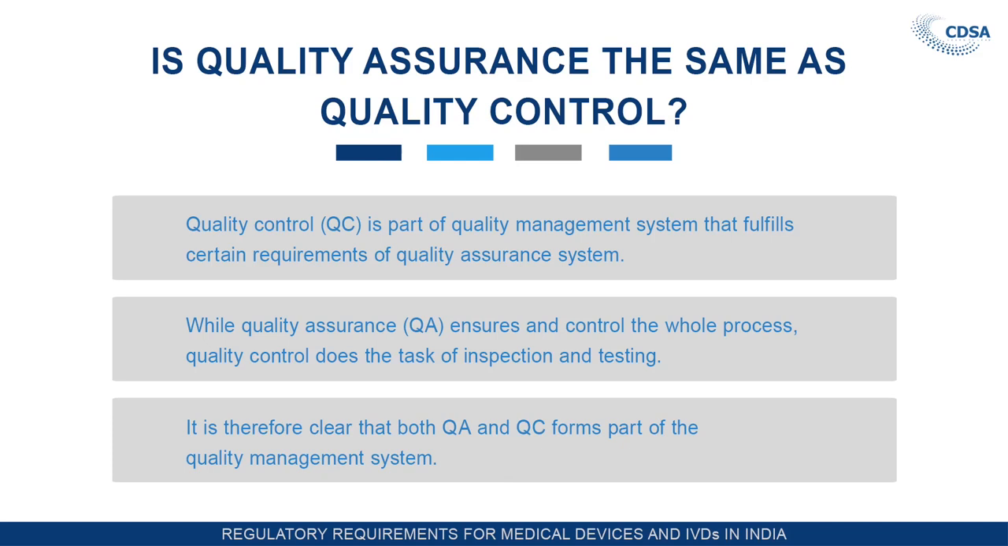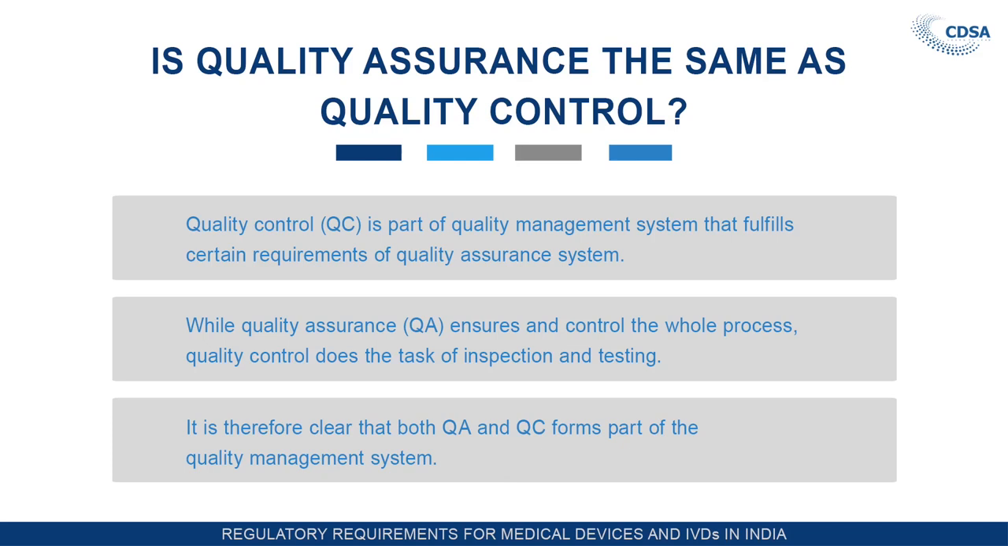Let us see. Quality control is part of the quality management system that fulfills certain requirements of the quality assurance system. It means that the quality management system has various verticals, one of which is the quality control system. Along with the quality control system and other important parameters, the QMS becomes a whole.